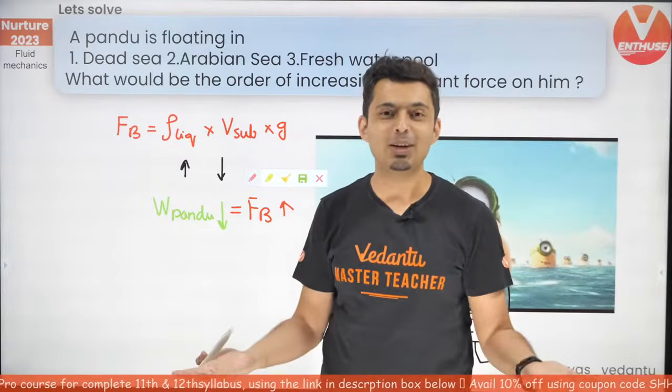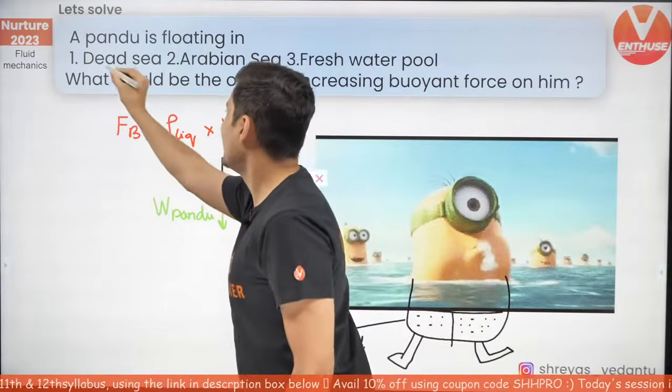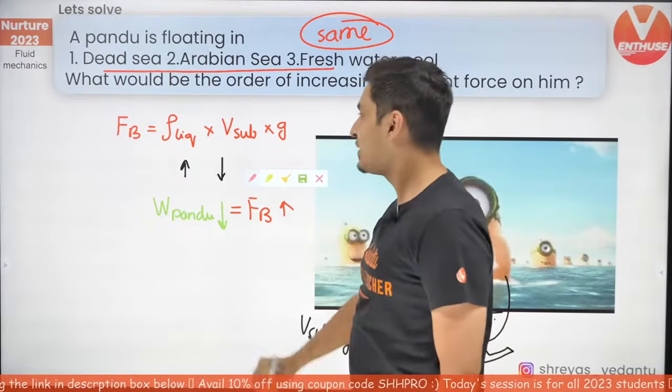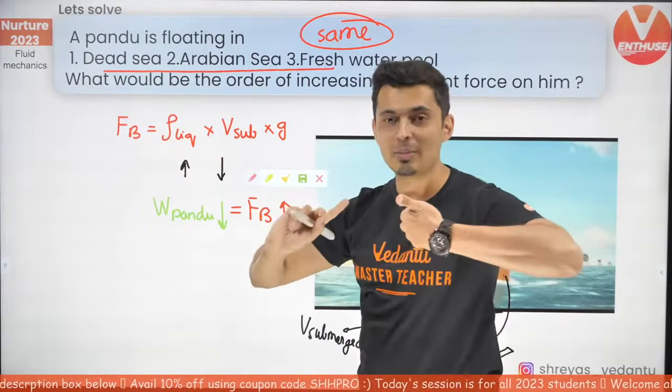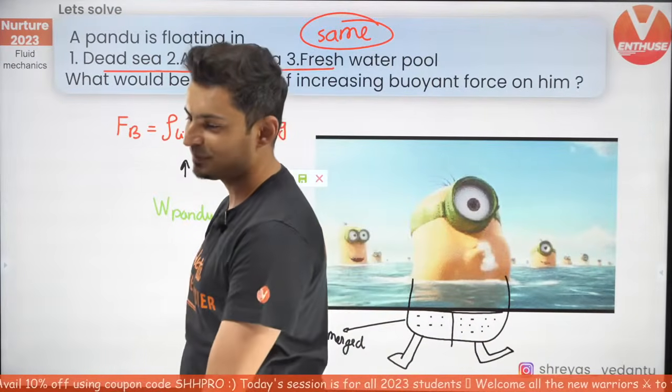So if the weight of Pandu did not change, the net buoyant force must be same. So hence the answer is, it is same. It is basically same everywhere. So density into volume, the product will be constant. That's what it is. It is equal.